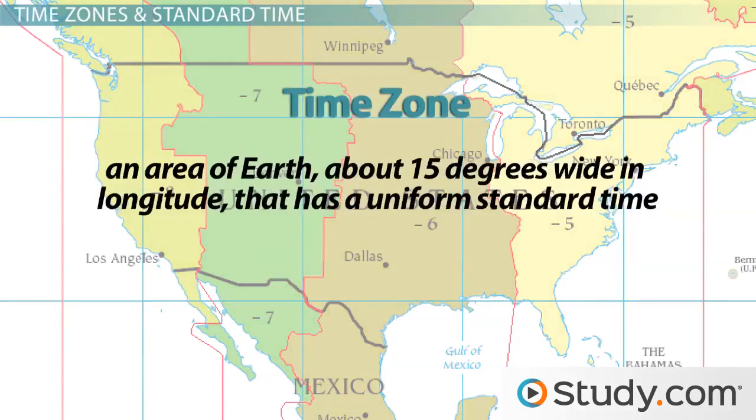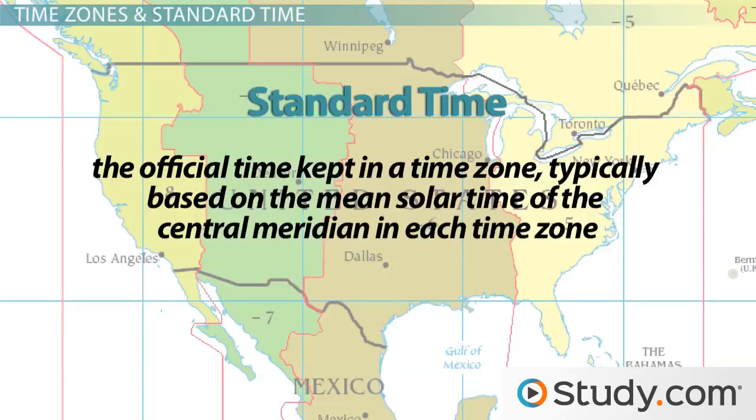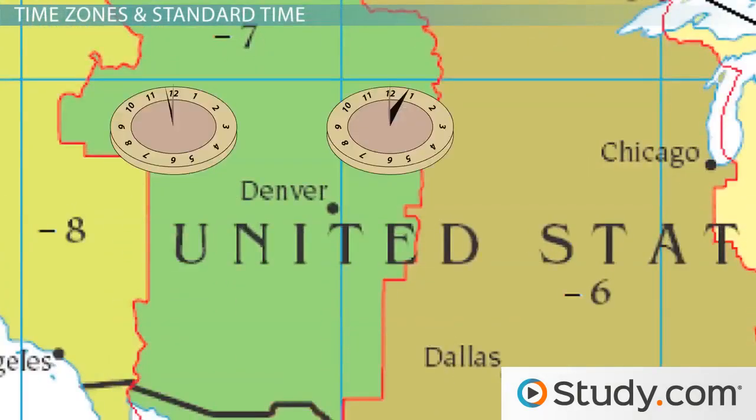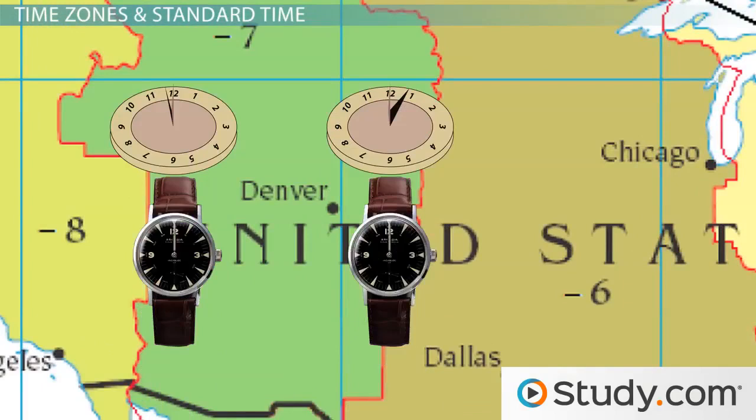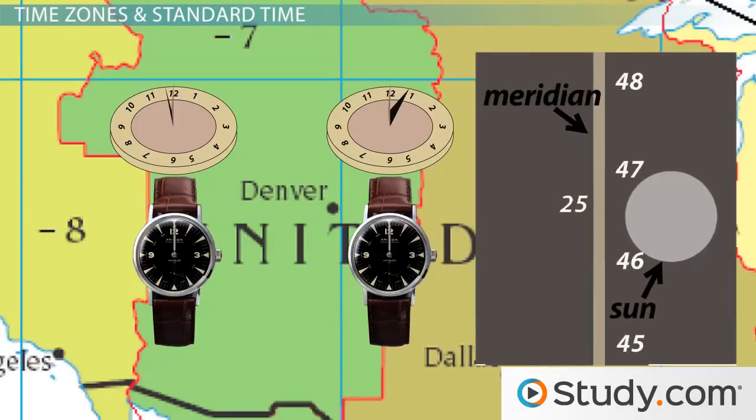A time zone is an area of Earth about 15 degrees wide in longitude that has a uniform standard time. Standard time is the official time kept in a time zone, typically based on the mean solar time of the central meridian in each time zone. Since a time zone varies in longitude, based on what I said before, you should understand that even though your watch may read noon, it may not truly be the time the sun crosses the meridian you're on.